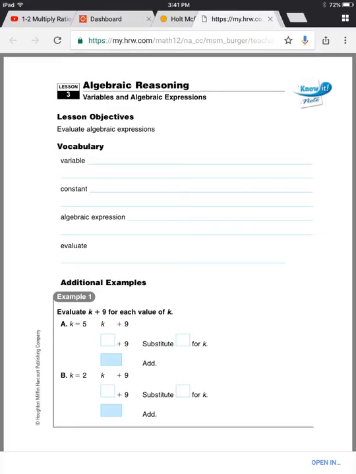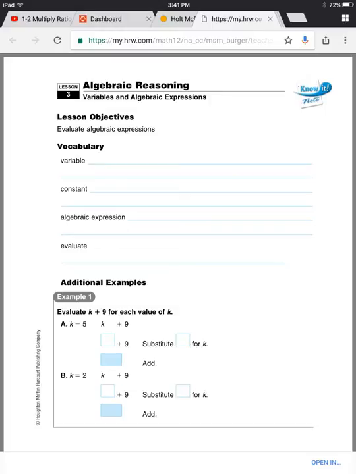An algebraic expression is an expression that consists of one or more variables. Okay? So there has to be at least one letter in there to be considered an algebraic expression. If it has no letters, it's just an expression. The letter makes it an algebraic expression.